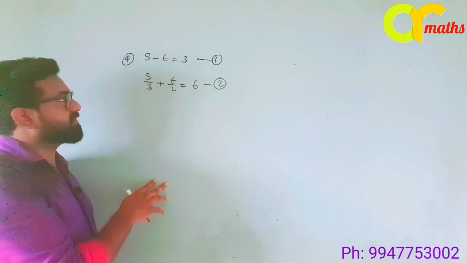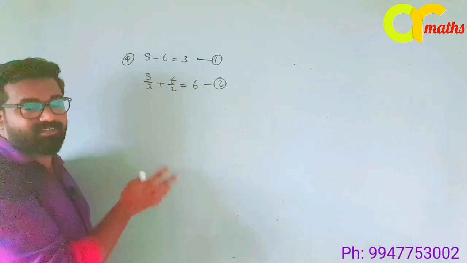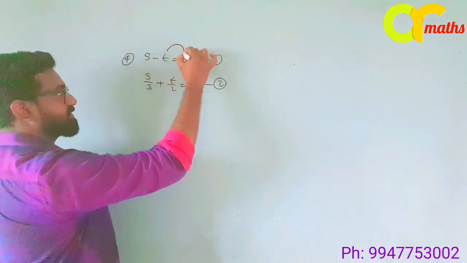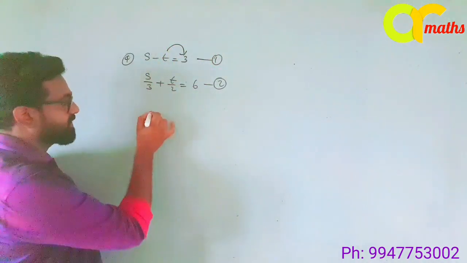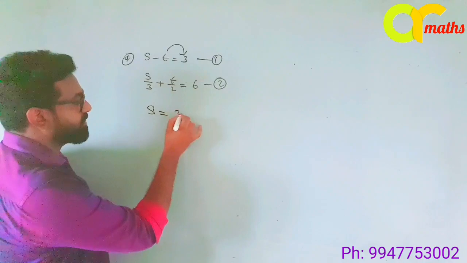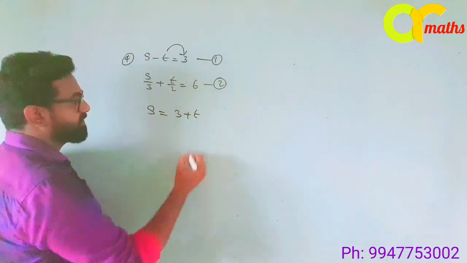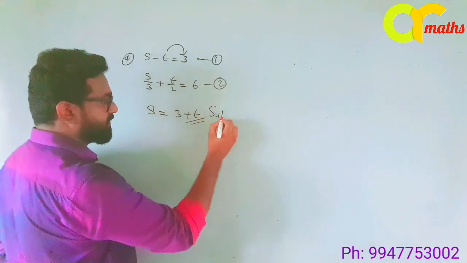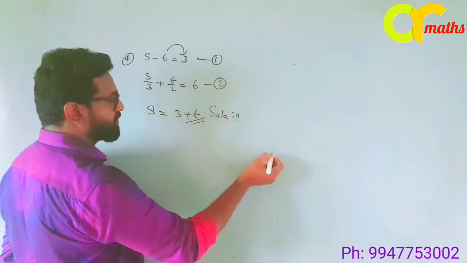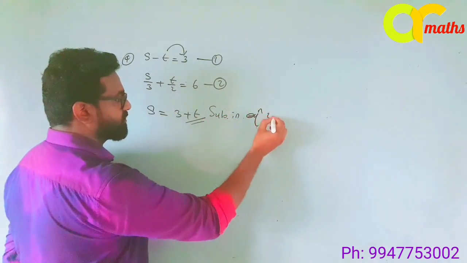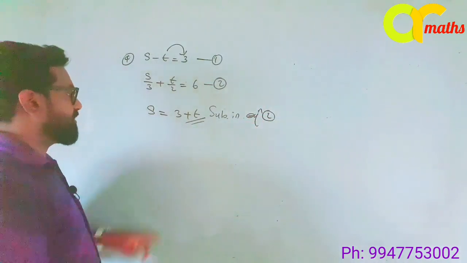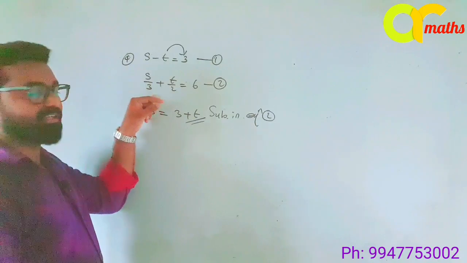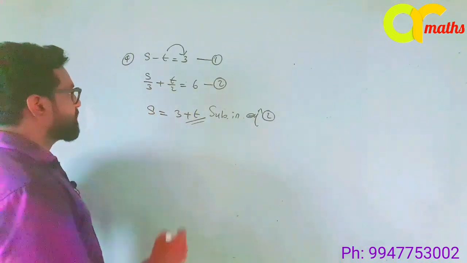So just find the value of s or t. In the first equation you can find s. What is the value of s? s equal to 3 plus t. So you got s in terms of t, then that is substituted in which equation? Equation 2, because we got s from the first equation, then that is substituted in the second equation. Clear?